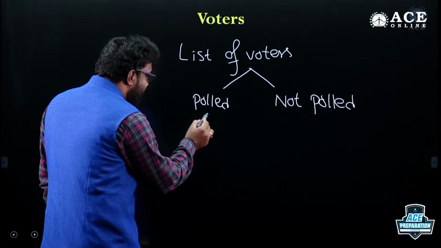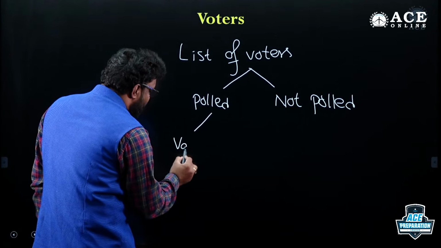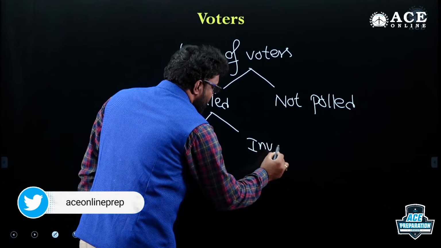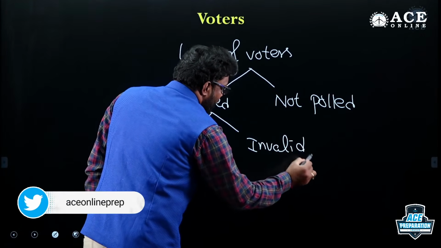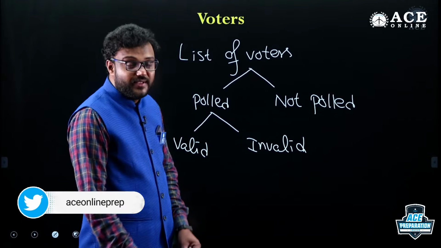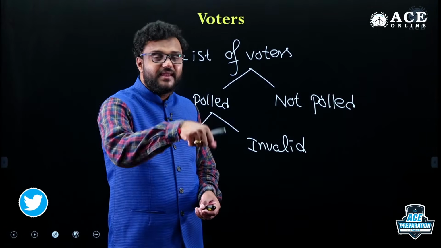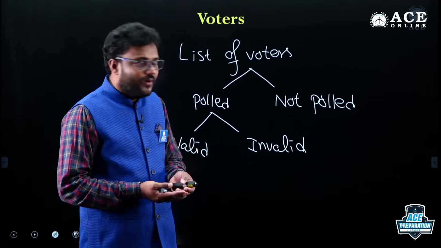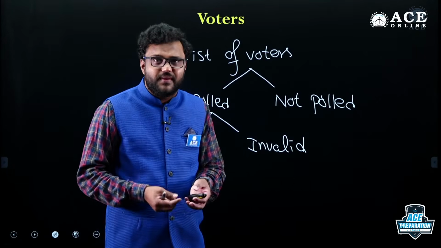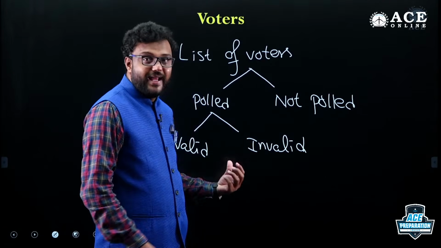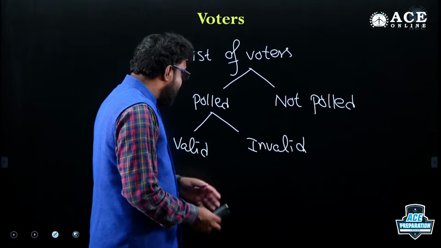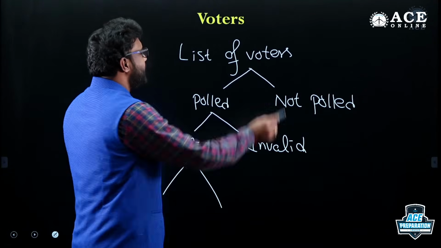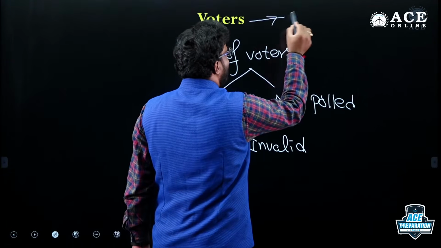Again, among polled, my dear friends, it may be valid and invalid. On the day of election, some people may cast invalid votes. Suppose to justify two parties, if they give a thumb in between those two, it may be invalid if it is a ballot system. There are 1% or 2% of the cases where invalid also there. Valid, invalid.